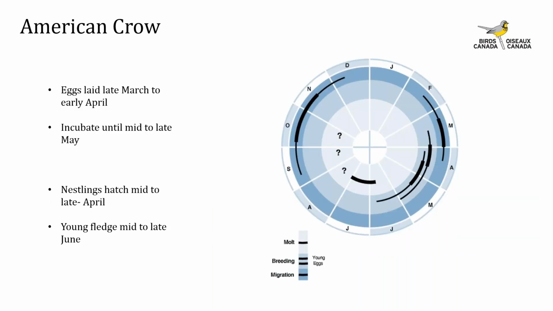All right, so I'll start with the crow breeding period, habitat, and nest site first, then I'll follow up describing those same features for the raven. So the crow will begin laying eggs in late March to early April. They'll incubate until mid to late May. The nestlings hatch mid to late April, and the young will have fledged as late as mid to late June.